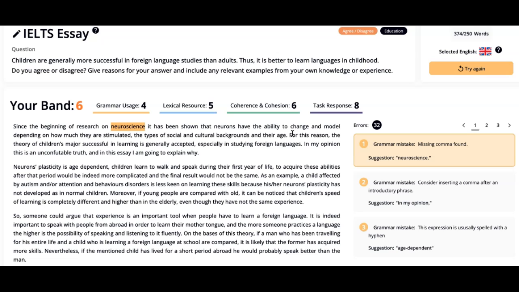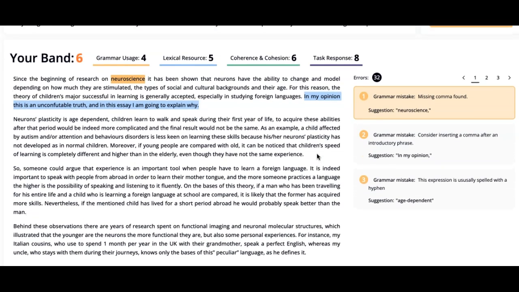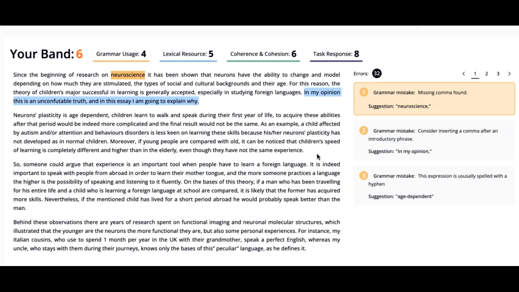For this reason, the theory of children's major success in learning is generally accepted. Yeah, so we can't use successful there, especially in studying foreign languages. Okay, in my opinion, this is an uncomfortable, check your spelling, and in this essay I'm going to explain why. So going to is more for spoken English, but this sentence in itself is empty. Nothing about this sentence relates to the topic. I could put this into an essay about global warming and it'd be semi-relevant, but we do not want semi-relevant sentences in our IELTS essay.